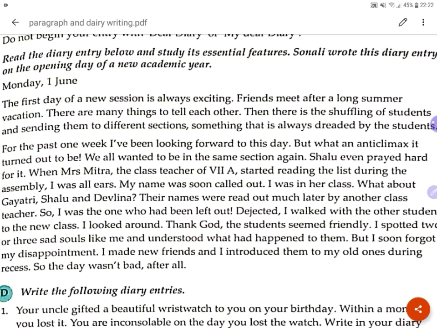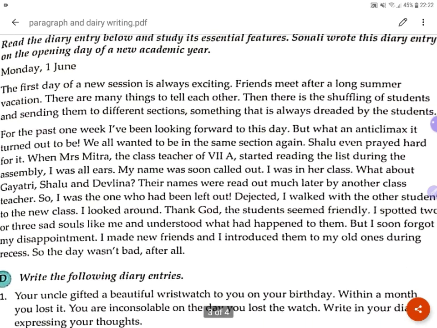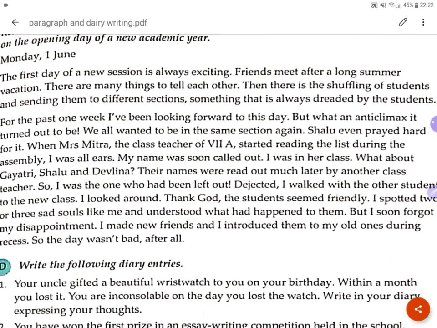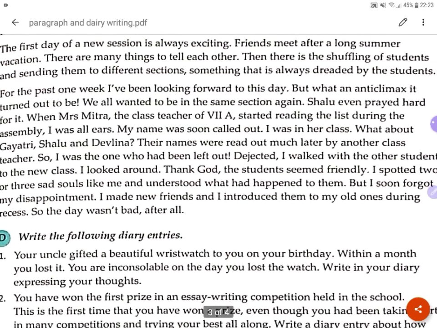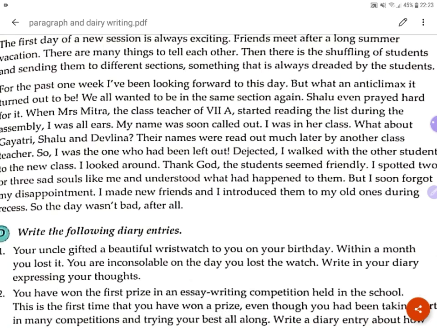Dejected, I walked with the other students to the new class. I looked around. Thank God the students seemed friendly. I spotted two or three sad souls like me and understood what had happened to them. But I soon forgot my disappointment. I made new friends and I introduced them to my old ones during recess. So the day was not bad after all. So after writing this diary, you can sign here, like it should be Shalu, right? You can write your name.